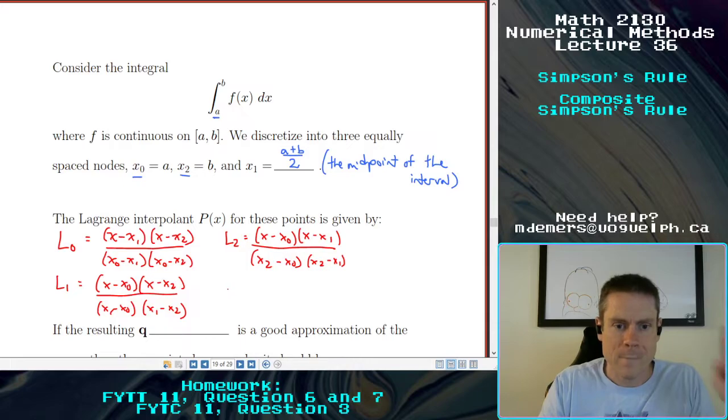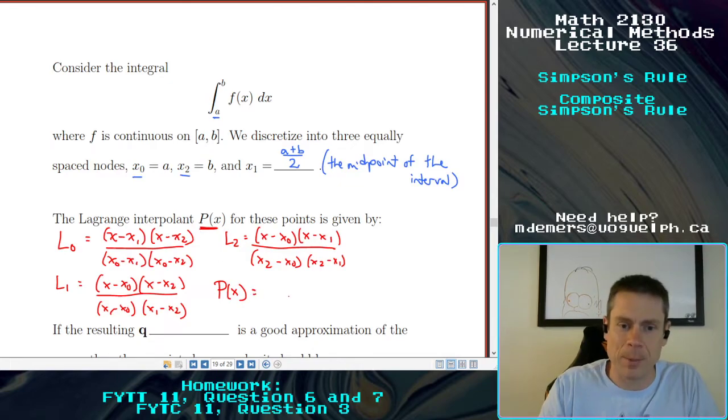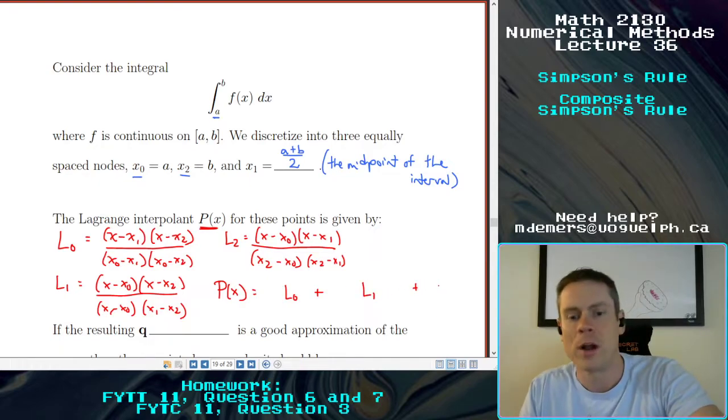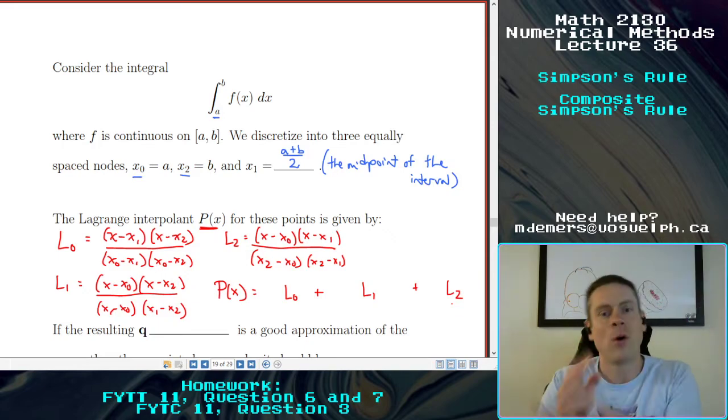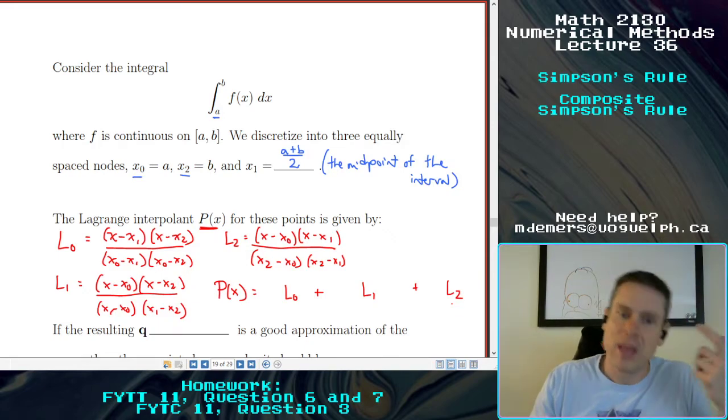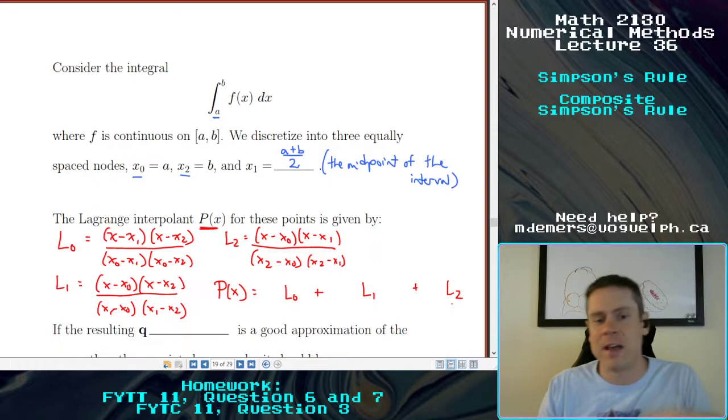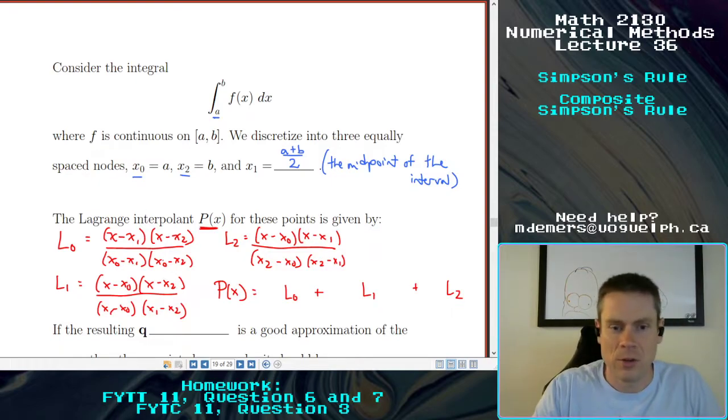And then the p of x, the actual interpolant that we're looking for, is going to be given by the right number times the L0 plus the right number times the L1 plus the right number times the L2. What are those right numbers? Well, remember, those are the basis functions, the L0, L1, L2. They need to be lifted to the right y values. And those are going to be f of x0, f of x1, f of x2. So let's write those down.